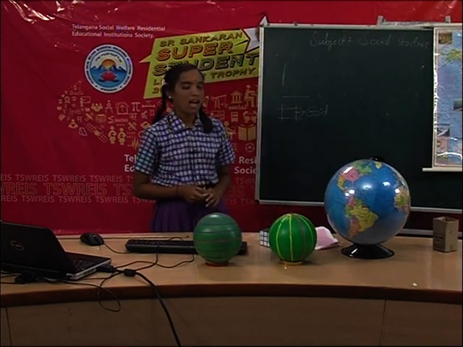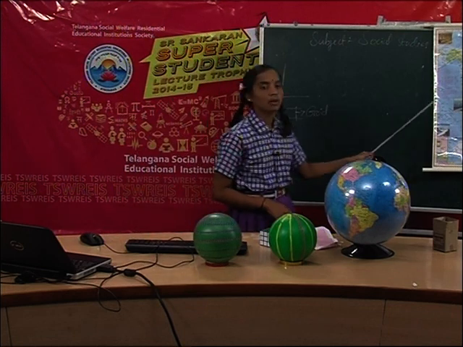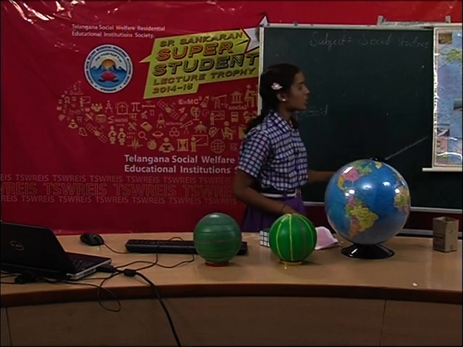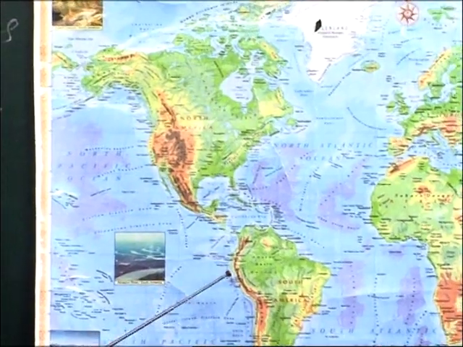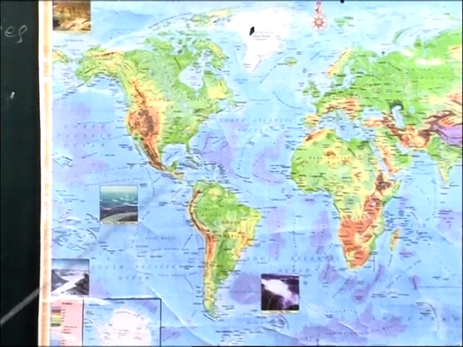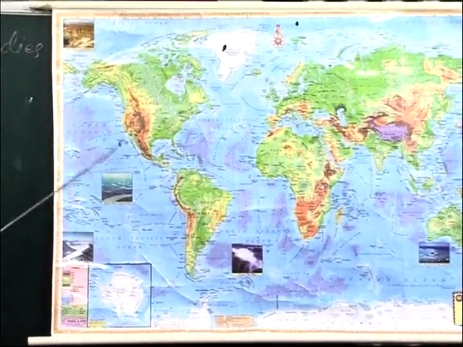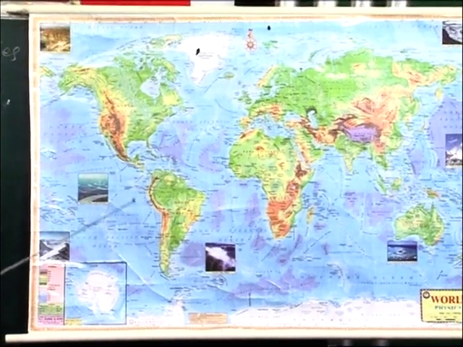Okay friends, now look at the wall map. Friends, on this map are you able to see any lines on this map? Yes, here the lines are vertical and horizontal lines. So friends, between these vertical lines and horizontal lines the grids are formed.